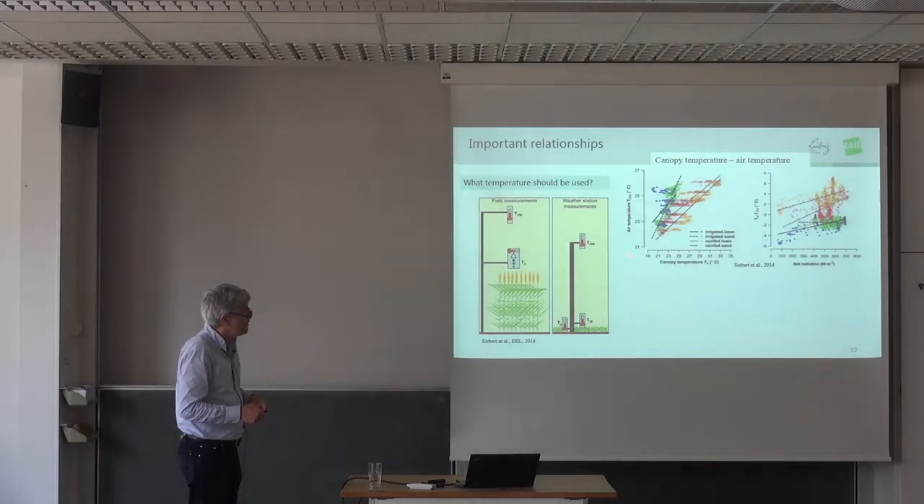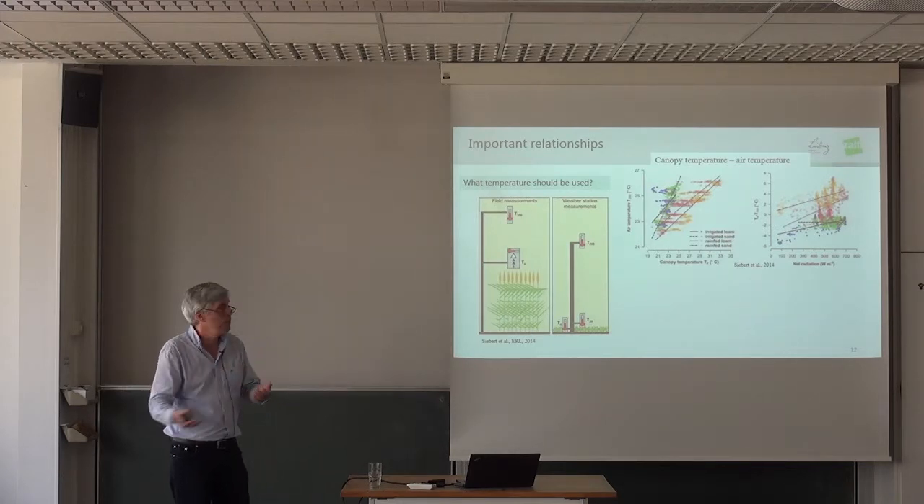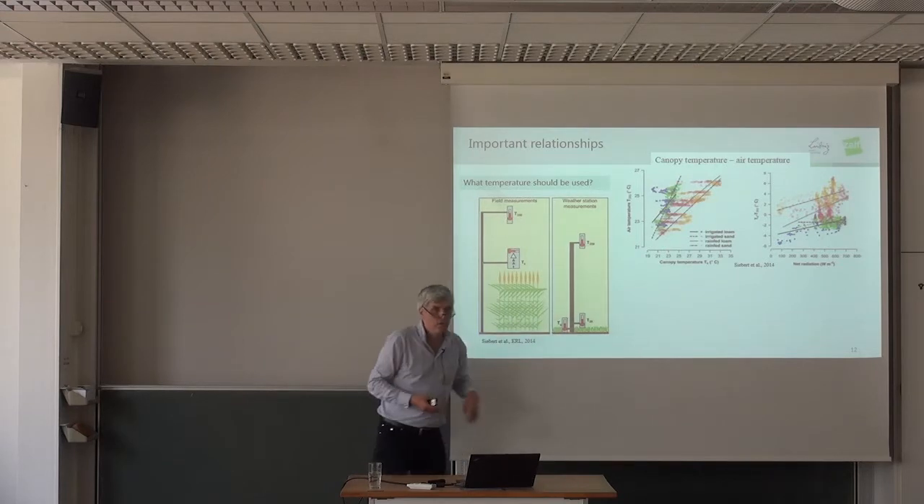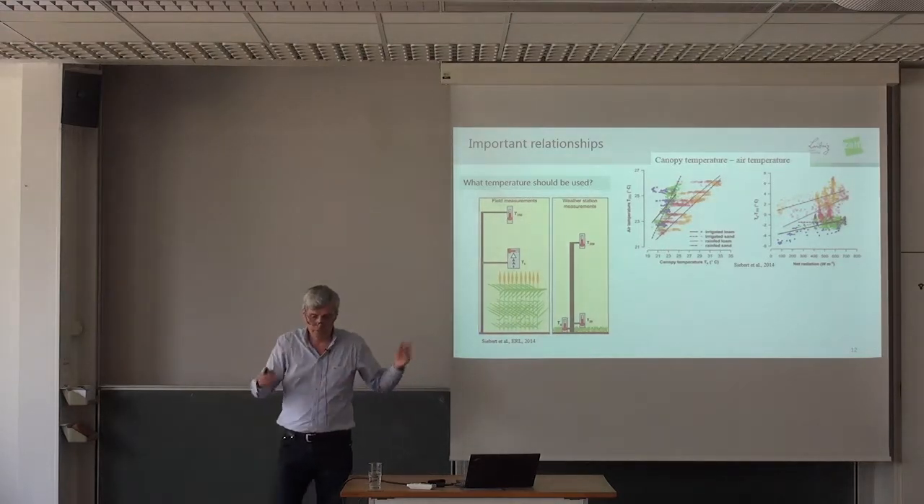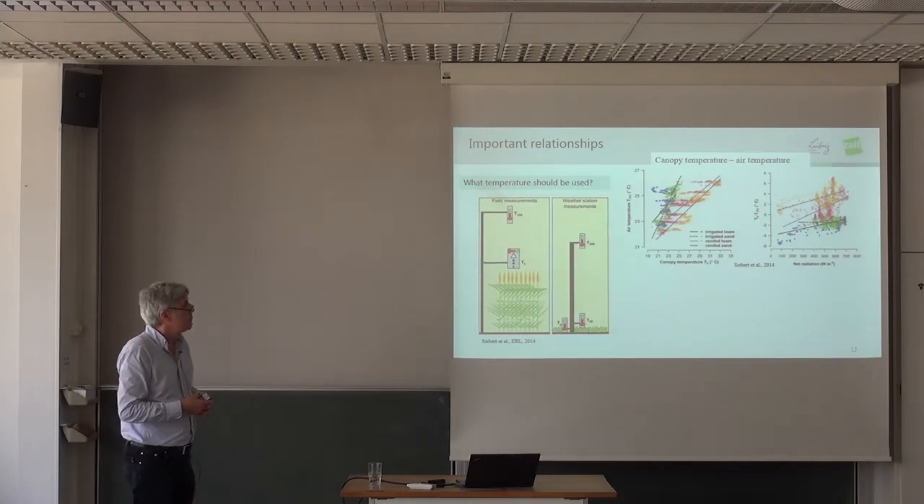And this shows you the relationship between the canopy temperature and the air temperature. And you see how much this can deviate depending on whether your crop is irrigated or not, depending on soil conditions. So that means by using the air temperature, you also introduce an error, in addition to what I've shown you before with the differences in the model responses to temperature.